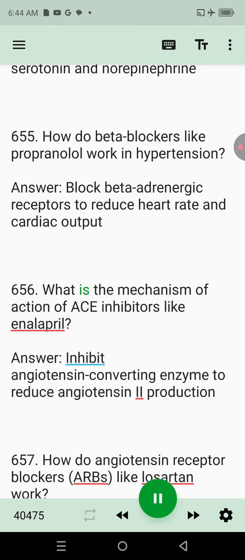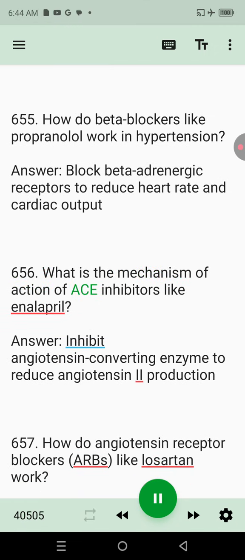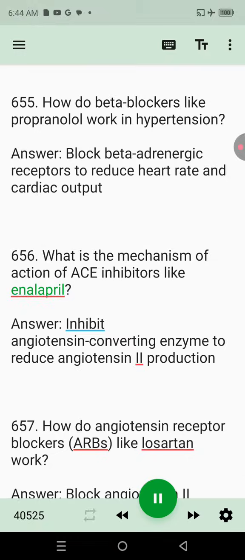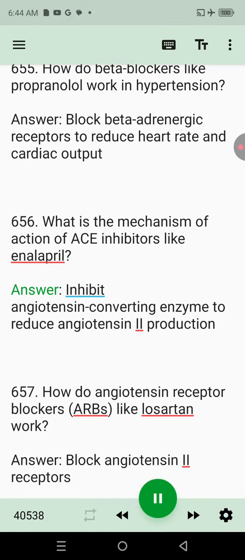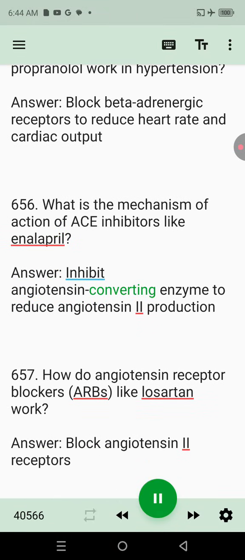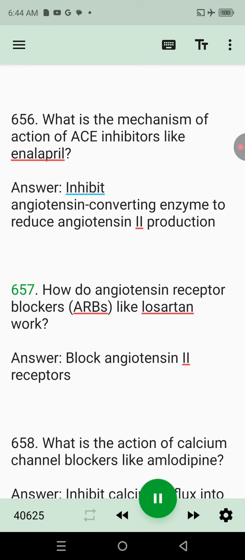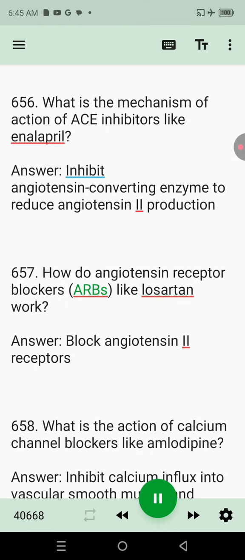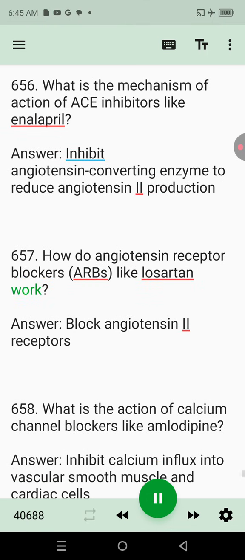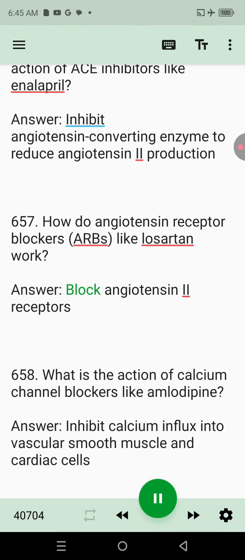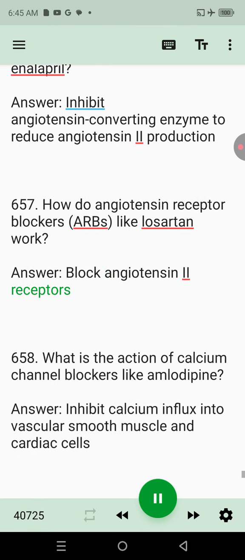656. What is the mechanism of action of ACE inhibitors like enalapril? Answer. Inhibit angiotensin converting enzyme to reduce angiotensin II production. 657. How do angiotensin receptor blockers ARBs like losartan work? Answer. Block angiotensin II receptors.